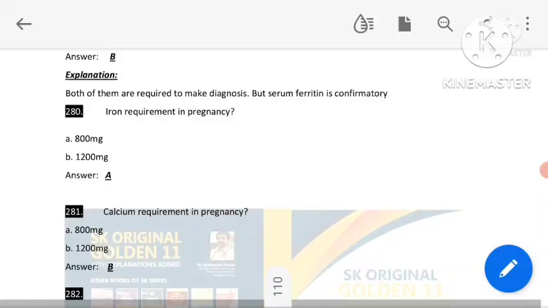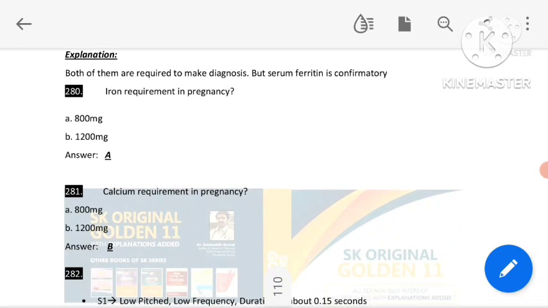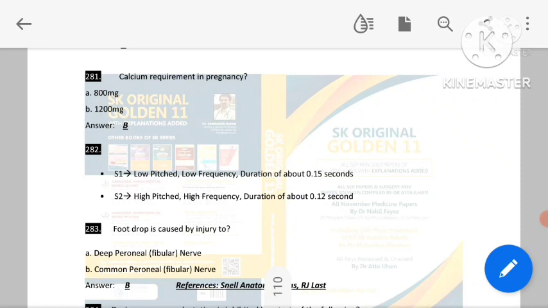Point number 280, iron requirement in pregnancy is 800 milligram, and calcium requirement in pregnancy is 1200. So utilize these two MCQs. The requirement of iron in pregnancy is 800 milligram. Point number 281, calcium requirement in pregnancy is 1200 milligram. So remember, requirement of iron in pregnancy is 800 milligram, and requirement of calcium in pregnancy is 1200 milligram.